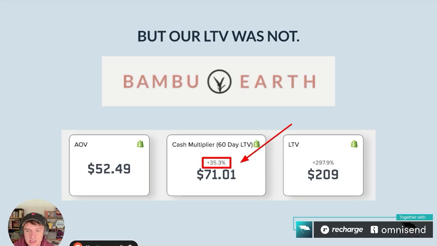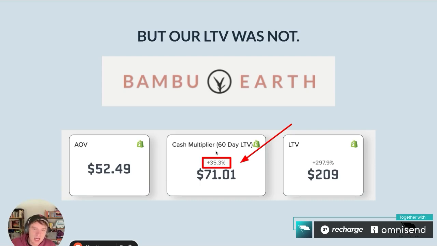So within 60 days, so we call this our cash multiplier, which is LTV restricted to a very specific payback window. What we noticed is that people were buying the product and they were loving it and they were coming back for more, but we just were not putting into place the mechanics that we needed to actually emphasize that or take advantage of it. It was just something that was happening.